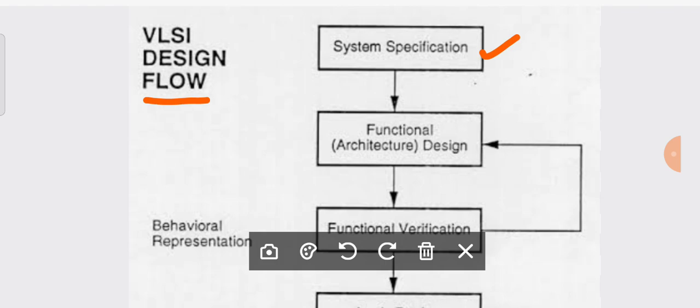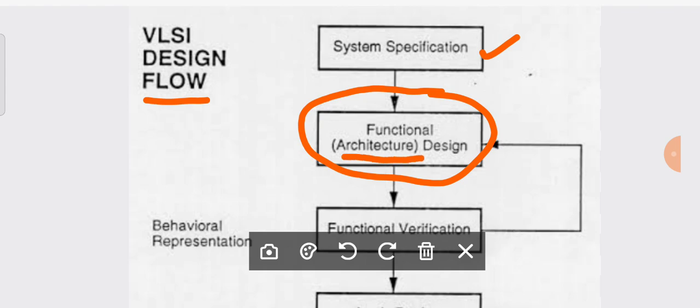System specification means the designer wants to know what specifications are required by the user. Based on the specifications given by the user, the designer is going to design one functional unit, which is known as an architectural unit. I hope you are clear.